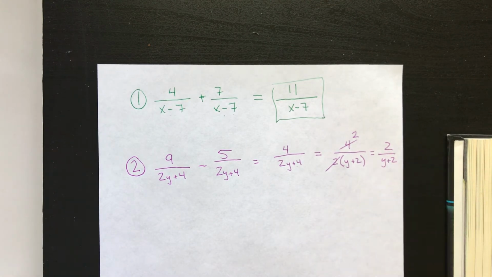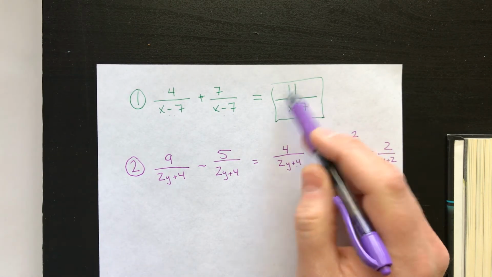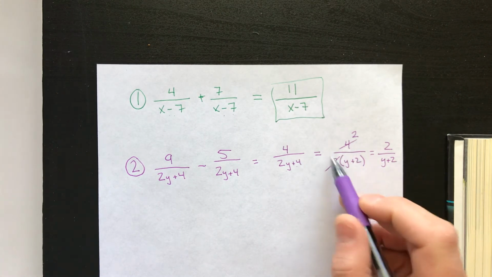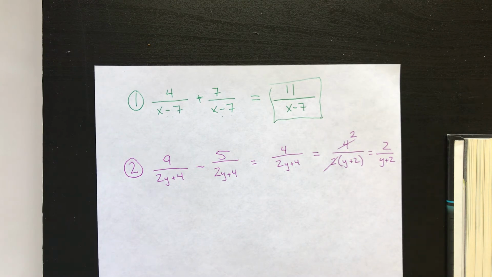So make sure when you're doing these problems, like the first one, we couldn't do anything. That thing was as simplified as possible. The second one, we had to simplify it more once we got our answer. So make sure you do that.